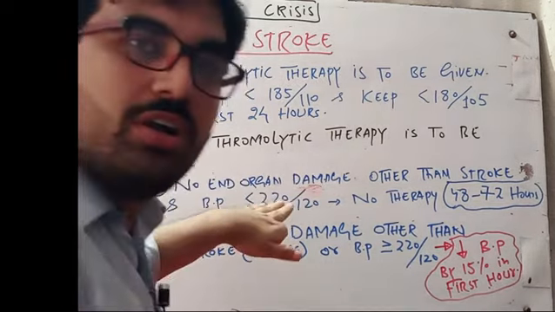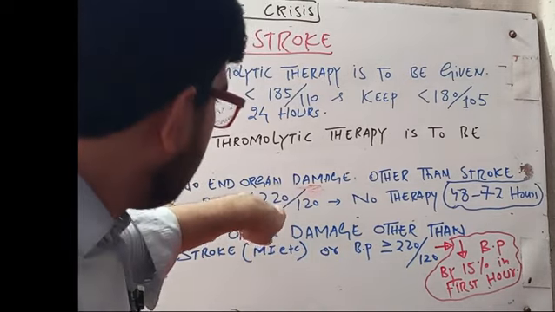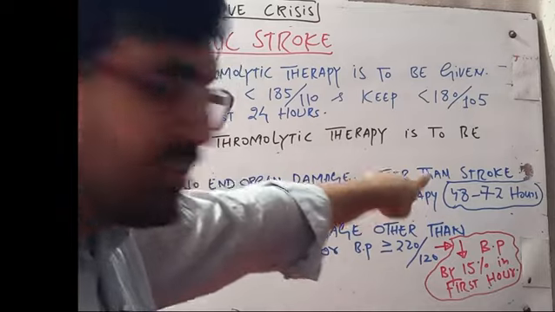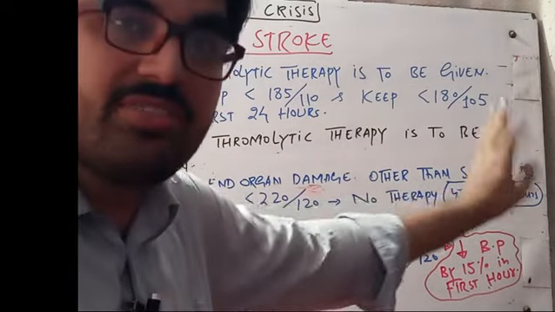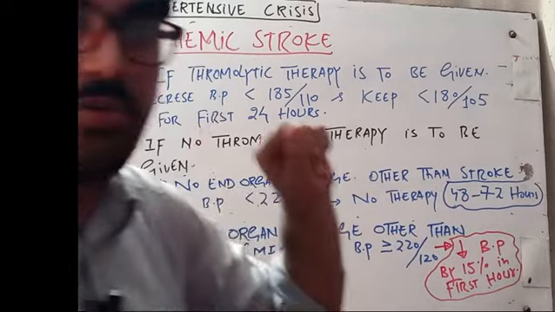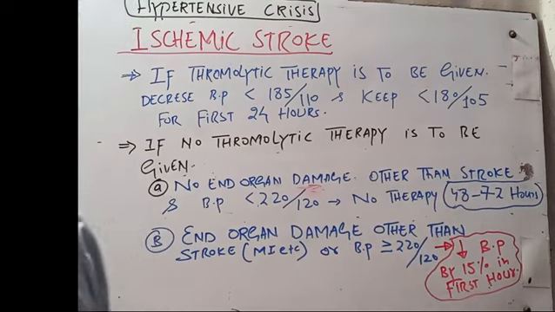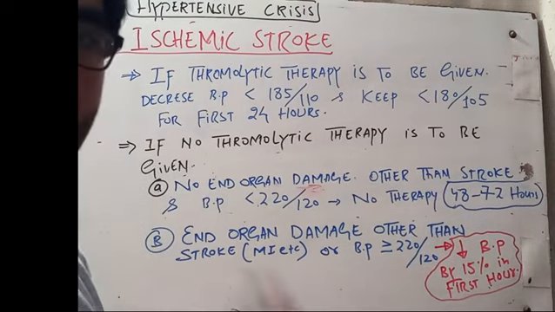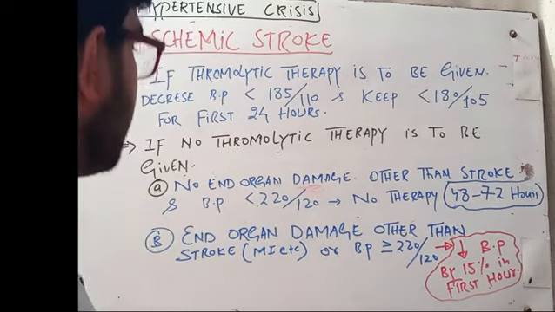Now you have to control the auto-regulation from the outside. If there is no end organ damage other than stroke, and BP is less than 220 by 120, no therapy is indicated for 48 to 72 hours. Why? This time is important because after that time, the auto-regulation is restored, and then you can safely decrease the blood pressure.